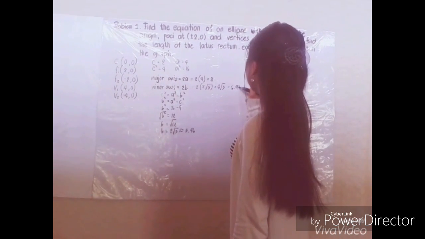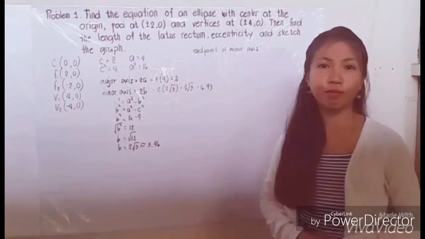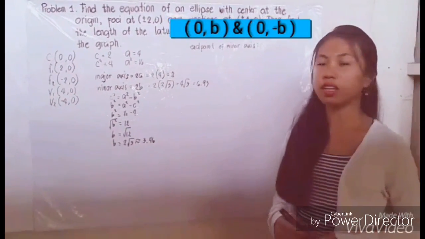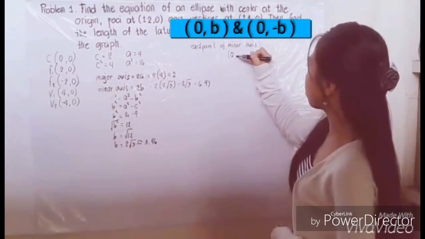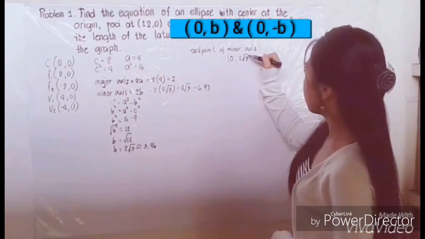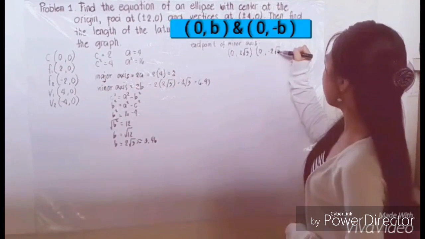We can have now our endpoints of the minor axis, where our endpoints of the minor axis are (0, b) and (0, negative b). So we have (0, 2 square root of 3) and (0, negative 2 square root of 3).